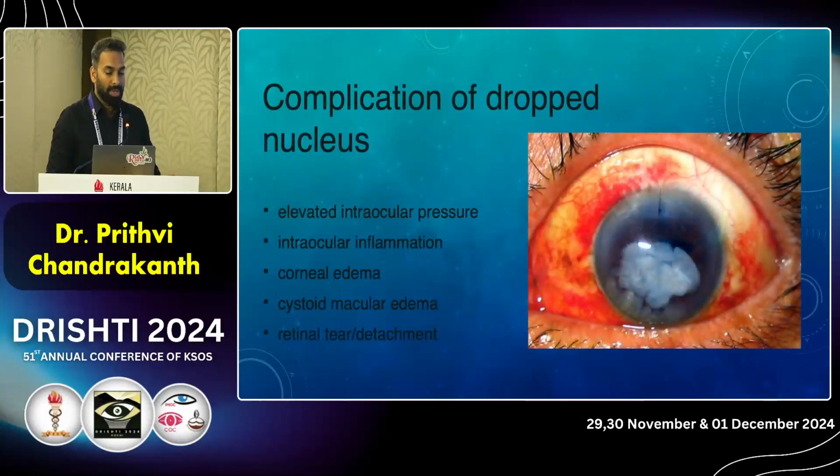And what are the complications of a dropped nucleus? This is elevated intraocular pressure, intraocular inflammation, corneal edema, cystoid macular edema, and retinal tears and detachment. In this, a few of those are very important for a vitreoretinal surgeon, because if the cornea becomes edematous, it becomes very difficult for us to even remove the chunks from the vitreous while doing the surgery. And we'll come to that.